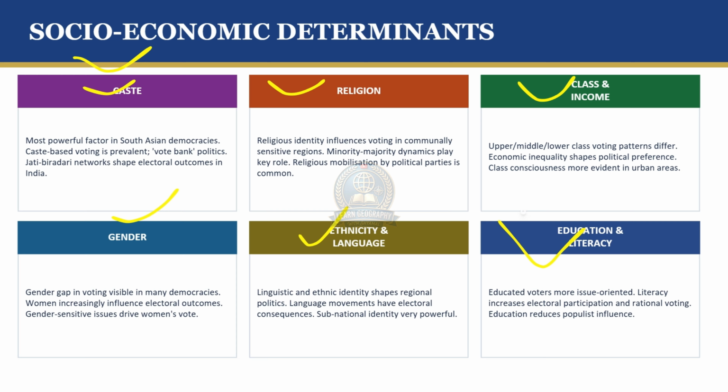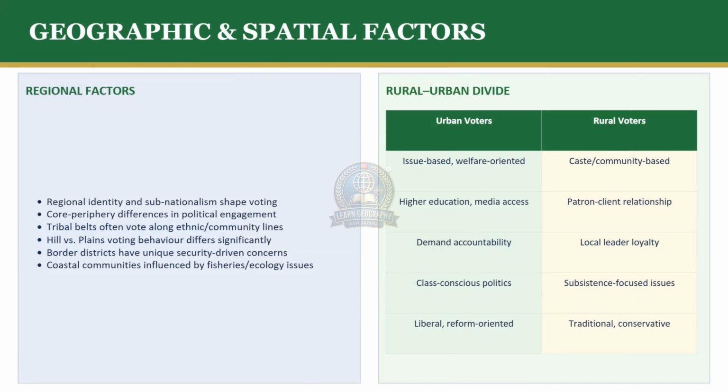Literacy increases electoral participation and rational voting. Education reduces populist influences. Okay, these are some socioeconomic determinants of voting behavior: caste, religion, class and income, gender, ethnicity and language, and education and literacy. Okay, geographic and spatial factors.